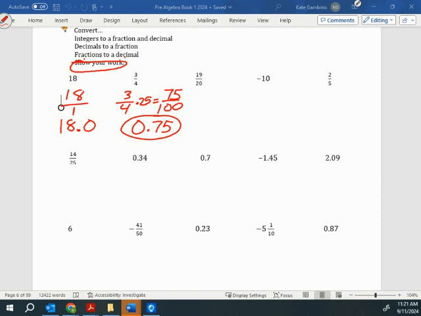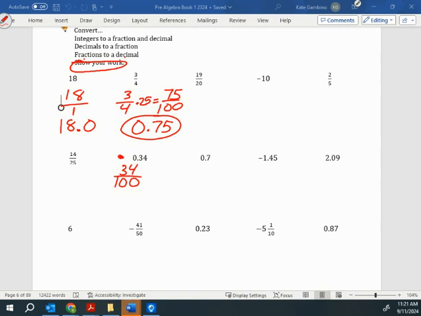Okay, so that was our integer, that was our fraction. Let's look at our decimal right here. So let's look at this decimal, 0.34. How do I go from a decimal to a fraction? Bradley? So 0.34 is 34 hundredths, so I write that out as my fraction, 34 over 100.